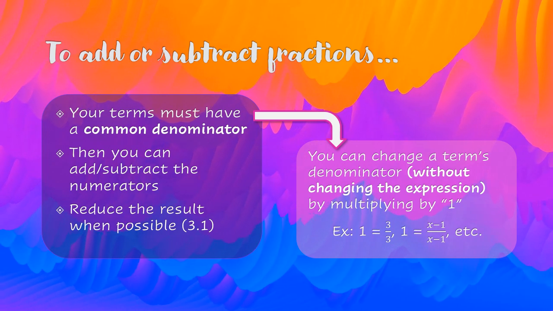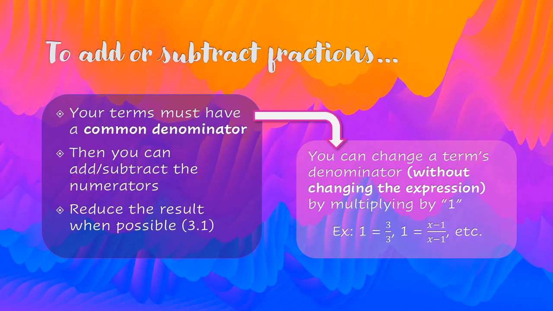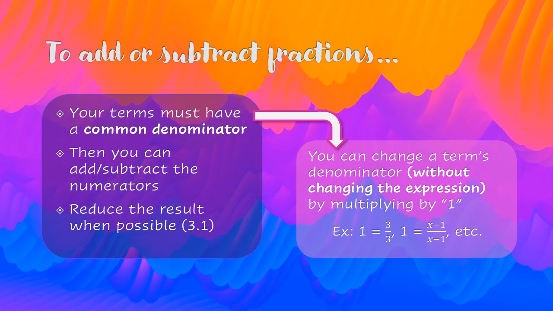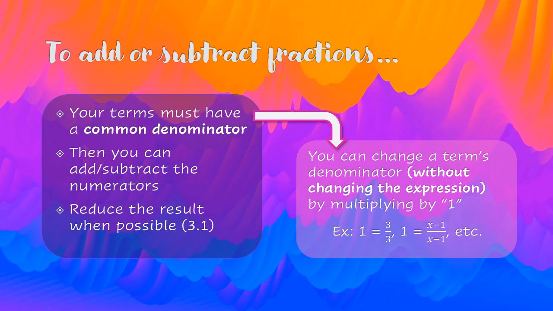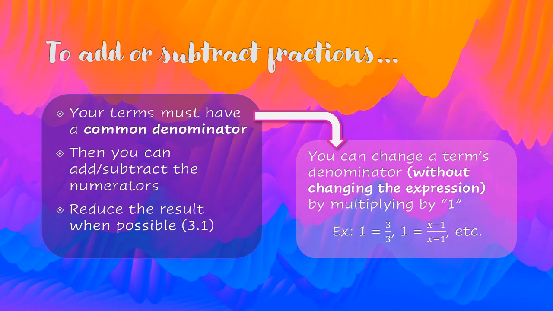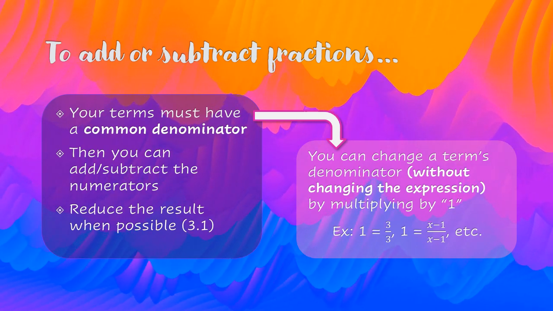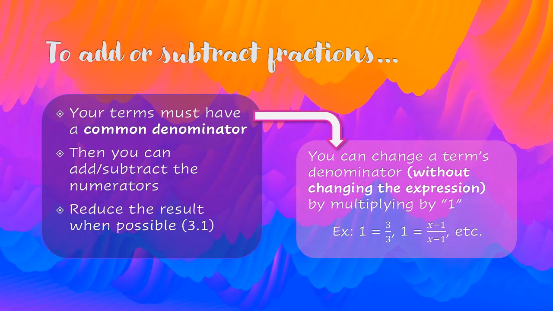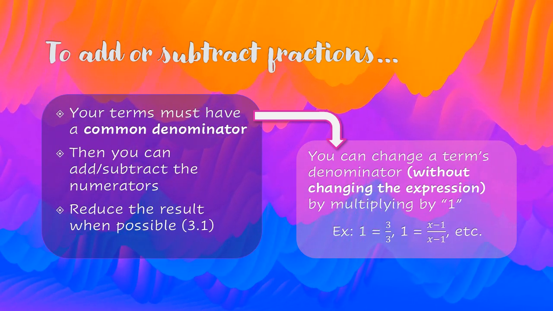So we will in essence be multiplying by 1, but that 1 will often be some number or expression divided by itself. So you see our example here, it could be like 3 over 3. That's equal to 1. x minus 1 over x minus 1 is also equal to 1. So we can multiply by expressions like that, where it's something divided by itself, in order to manipulate our denominator. Once we do have common denominators, then we can actually add and subtract the numerators. And with our result, we can reduce when possible.